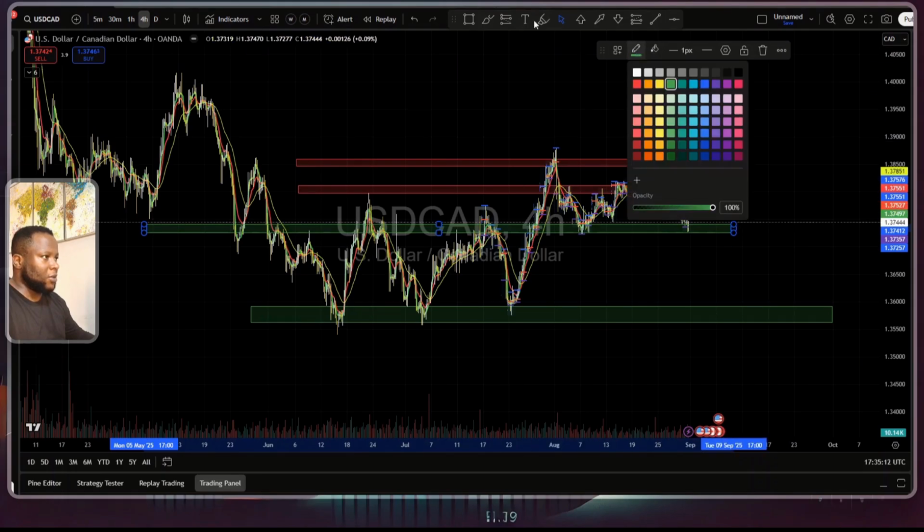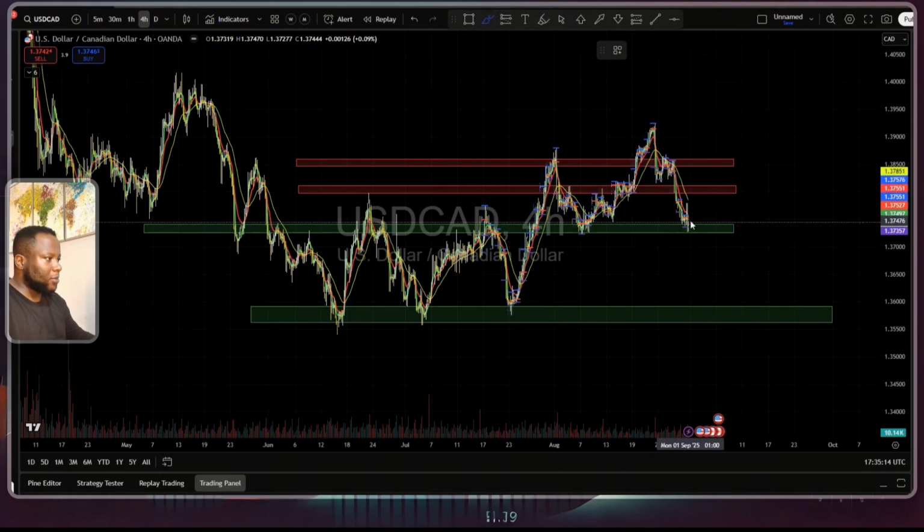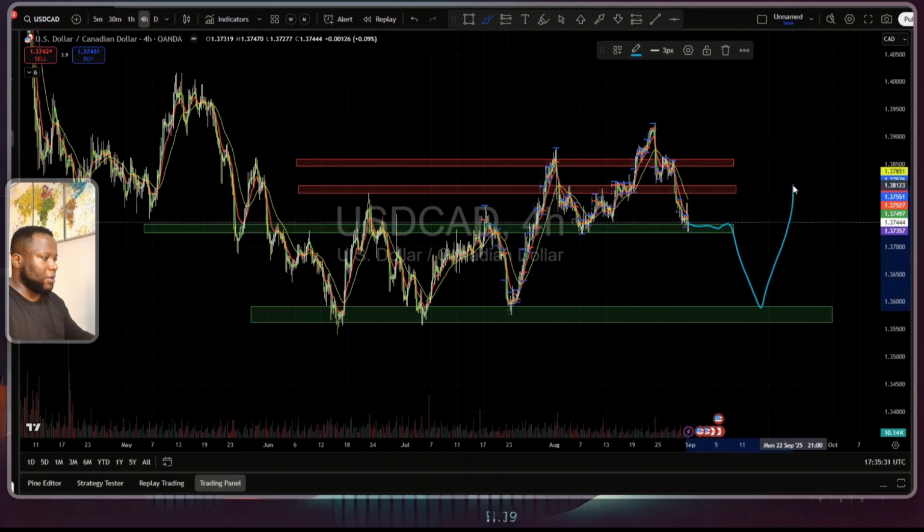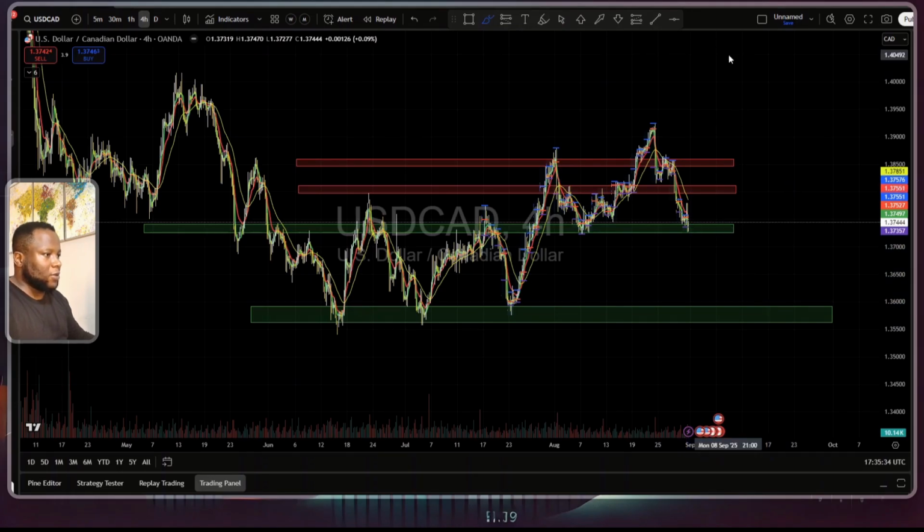So for the resistance zone turned support, we are here, we can do that. Or if the pair wants to dump, then we'll be seeing something more like this. We'll be seeing something more of consolidation, and dump. All right, before we can see something move like that. All right, so that's what I have on the US dollar Canadian dollar.